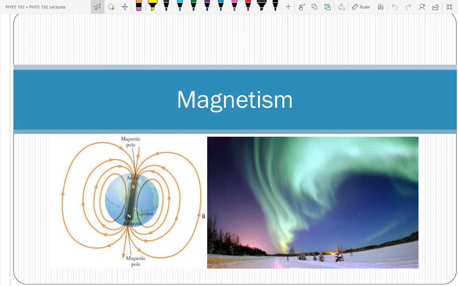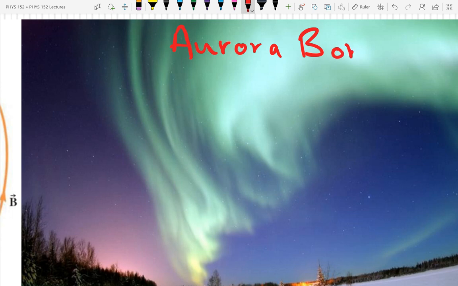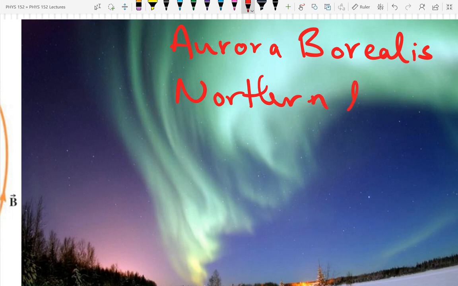Okay, so magnetism. These are pretty pictures. One picture is an actual photograph, and one is a picture showing how the Earth is kind of like a magnet. So let's start with the photograph. What is that? Aurora borealis, or more commonly called northern lights.